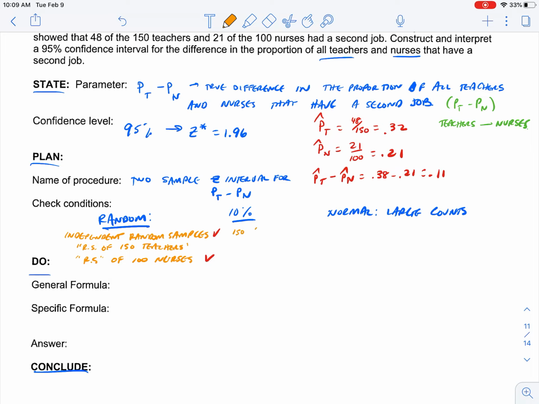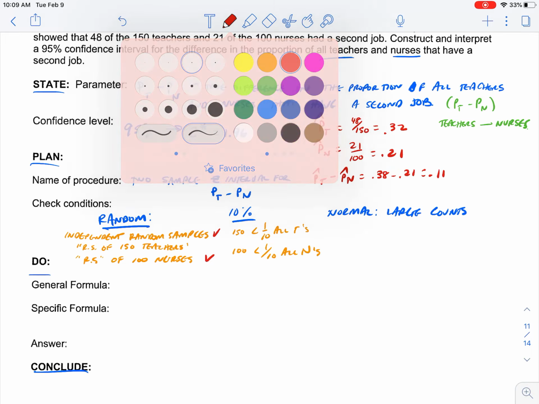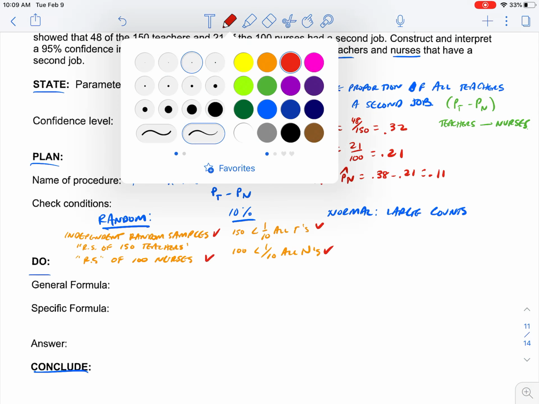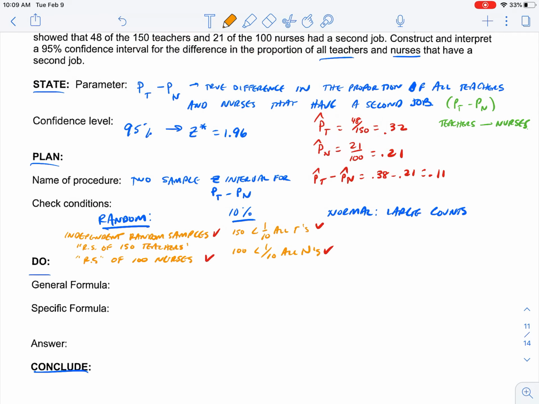Let's check our 10% condition. Is 150 less than 1/10 of all teachers? Is 100 less than 1/10 of all nurses? The answer to those two questions is obviously yes. So we need to check both of them.